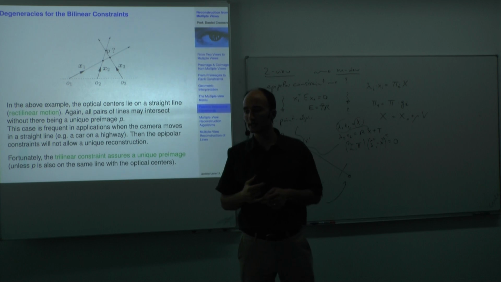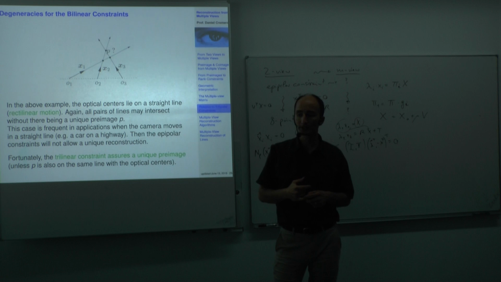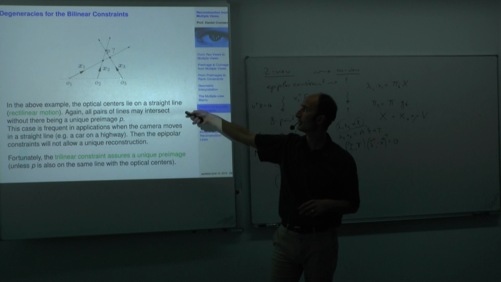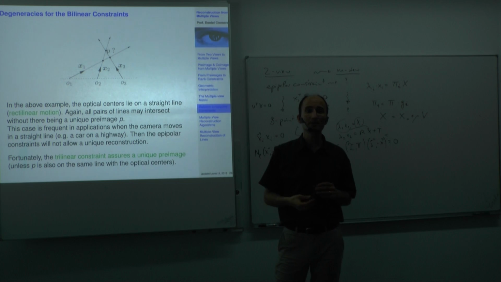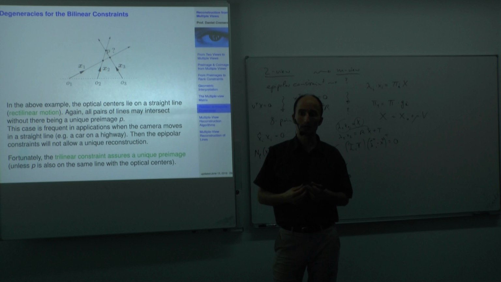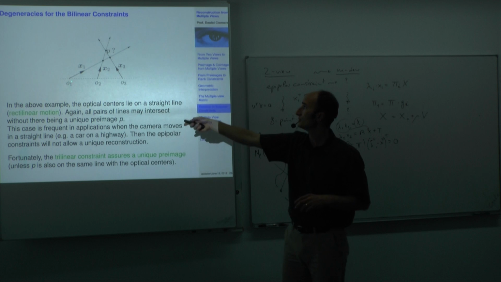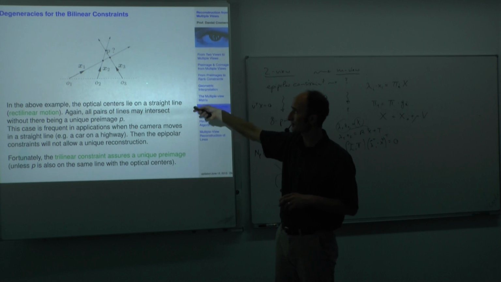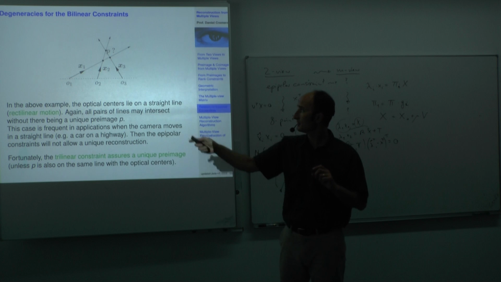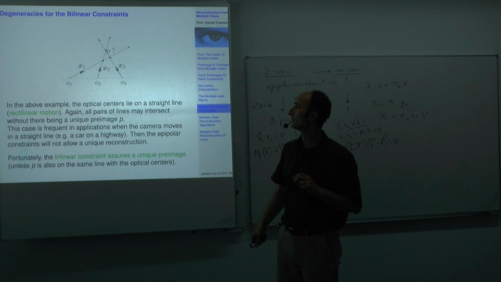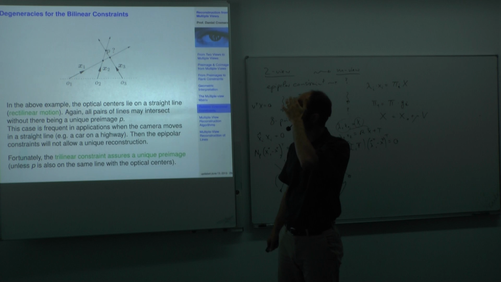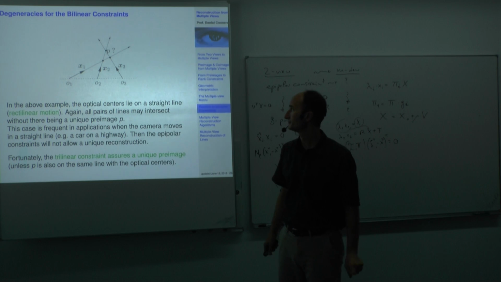A degenerate case that is not as seldom but actually happens somewhat frequently is the case that the optical centers all lie on a line. That happens, for example, if you want to do a very important application scenario, if you want to do reconstruction from a driving car. So you drive with a car down the road, and then you take images, but if your car goes straight, then all these optical centers are on a line. It's called a rectilinear motion.